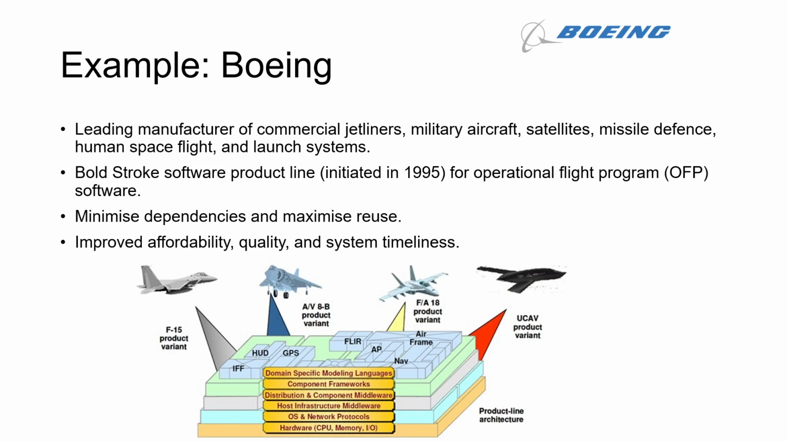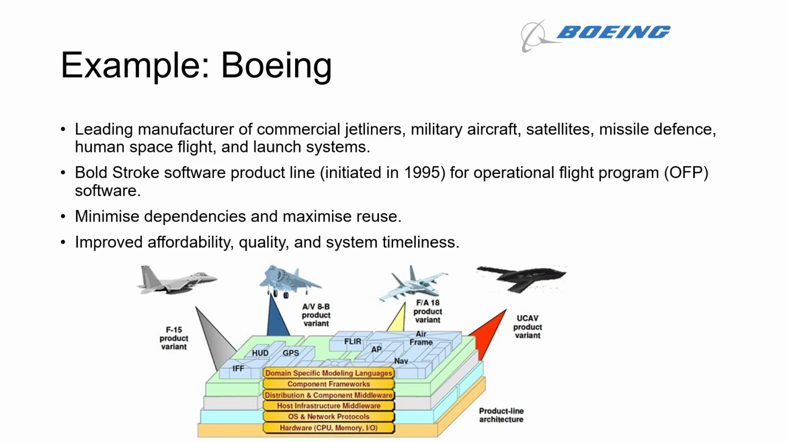So one example is Boeing. You see these are slightly older because this is from a set of success stories of early adopters of the software product line idea. There's been a lot going on in software product lines since then. But basically, they are a manufacturer of all kinds of different airplanes, military aircraft, satellites, missile defense, even space flight. And you can imagine that they need a lot of software.